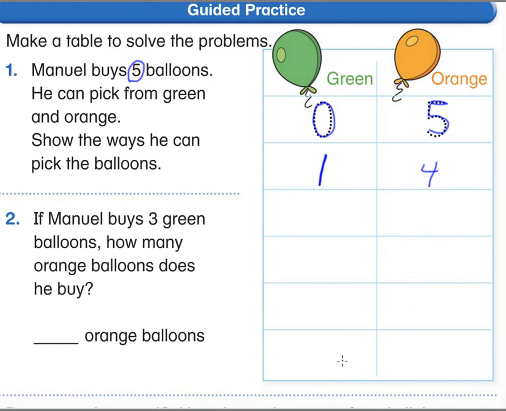Now try the rest of the chart on your own, just like we did on the page before. Remember, keep adding 1 to this column, and then whatever we add to this column, we have to take away from the orange column, right? And no matter what, it always has to equal this number that they're telling us over here, the number 5. So go ahead, I'll give you guys a minute.